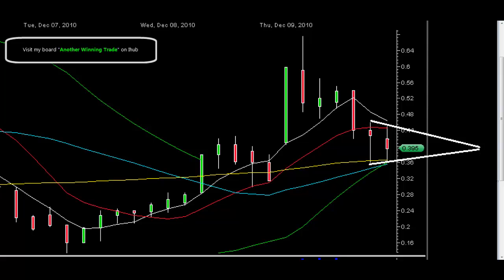A couple of key things to be mindful of, in my opinion, are these moving averages. This white line is your 5-day moving average. This red line is your 10-day moving average. Those moving averages are going to act as resistance. This yellow line is the 50-day moving average, and this blue line is the 20-day moving average. They're going to act as your support levels. Just be mindful of those moving averages.